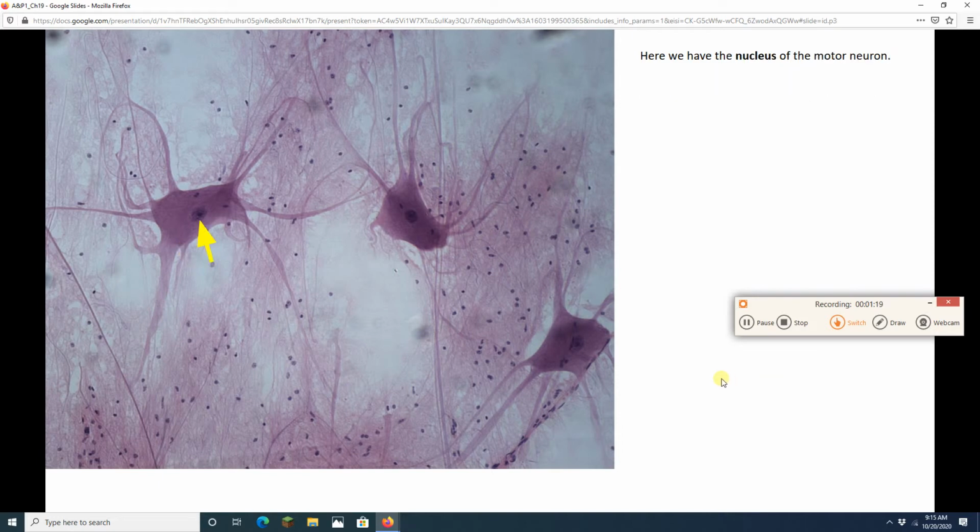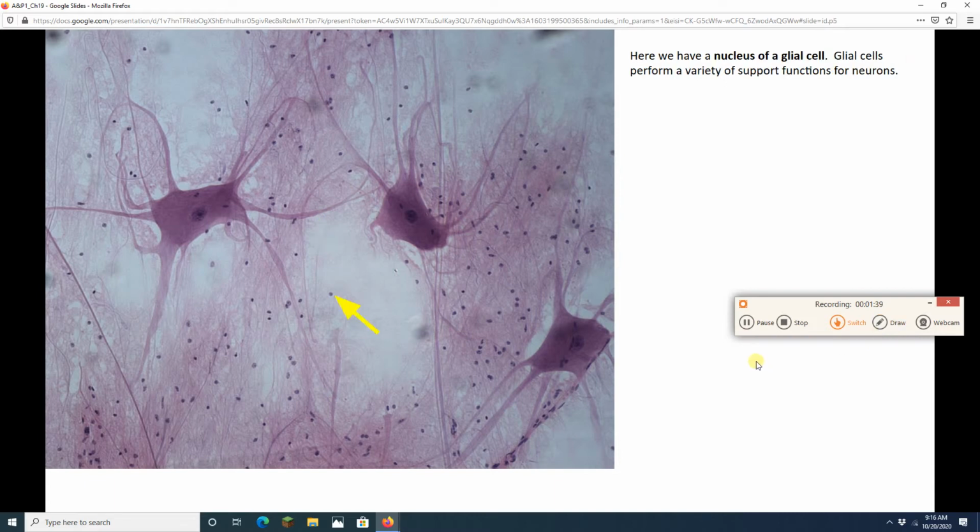Here we see the nucleus, and here we see a dendrite. Lots of dendrites here. Can't really tell where the axon is. I'm not seeing the axon, but I can tell this is a dendrite because of the way it's branching here. Dendrites, of course, are going to receive signals from other neurons or from special sensory cells.